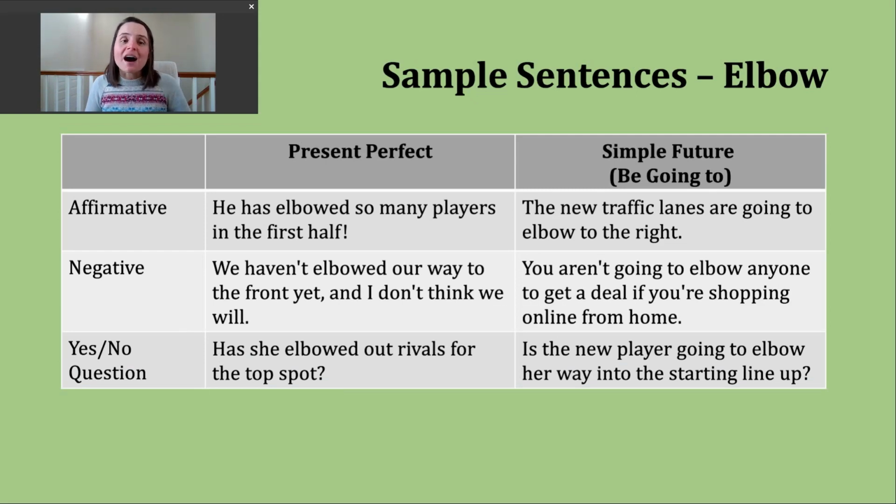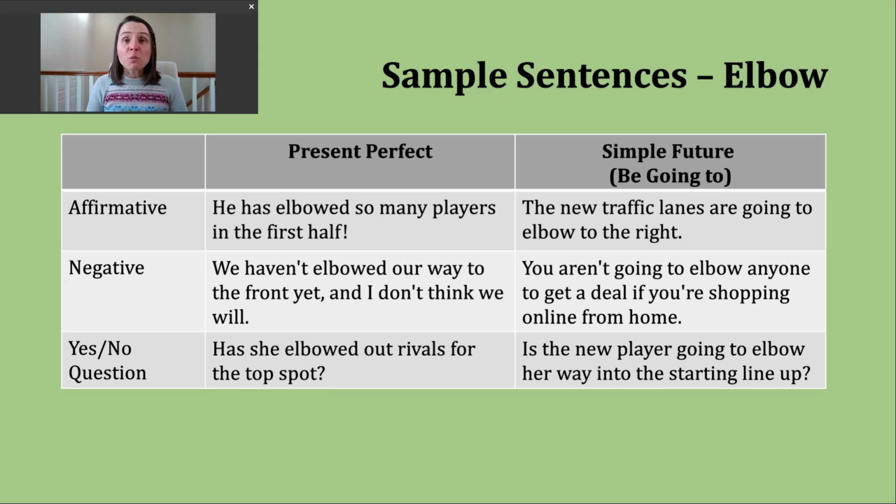Okay. So to form the present perfect, what we're going to do is pay attention to our subject. If our subject is I, you, we, or they, I'm going to use have, and then I'm going to use my participle form of the verb. If my subject is he, she, or it, I'll use has, and then the participle form. Okay? And here, because elbow is a regular verb, our participle form is that ed ending.